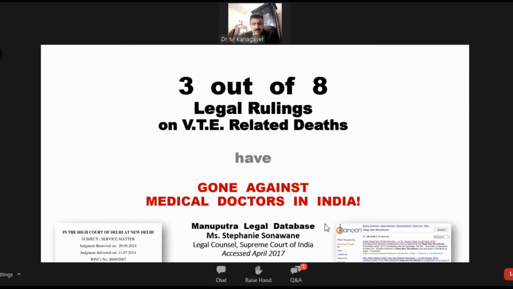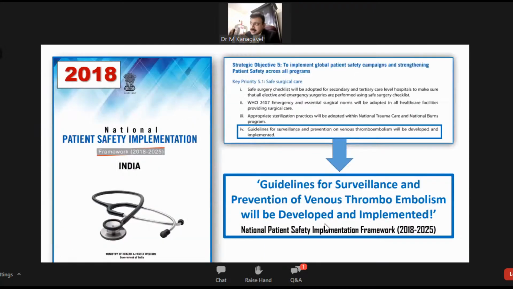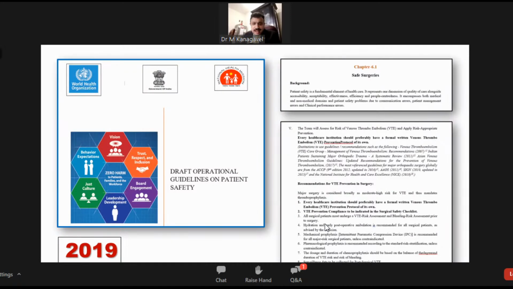3 out of 8 legal rulings on VT-related deaths, again non-bariatric, have gone against medical doctors in India, so you have to be careful, especially with articles like this in the press. Please also remember, we have legal liability because under the National Patient Safety Implementation, VT assessment and protocol is now mandatory. Government of India, Ministry of Health and Family Welfare. And the draft guidelines are coming out maybe sometime this year after the COVID problem sort of lightens up.